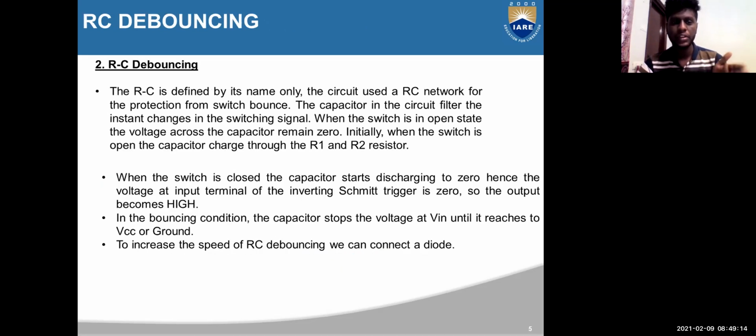Now, RC debouncing is formed by a resistor and a capacitor. When the switch is in open state, the voltage remains 0. Initially, the switch opens the capacitor through the resistors R1 and R2. The points to be remembered are: when the switch is closed, the output is high. In the bouncing condition, the capacitor stops the voltage at V input until it reaches the VCC. To increase the speed of RC debouncing, we can connect a diode.